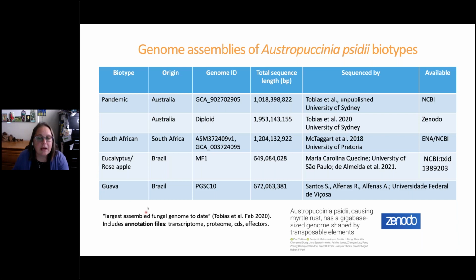Luckily, the pandemic has been done really, really well, and it's the largest assembled fungal genome to date. The annotation files have included transcriptome, proteome, CDS, and effector profiles, which has really been helpful for designing these marker systems. So basically what you can see is that some of the genomes have been sequenced more thoroughly or as a reference strain than others. And so there's less genetic information for the eucalypt rose apple biotype genome and for the guava genome, which has changed our ability to develop these marker systems, which we'll talk about.